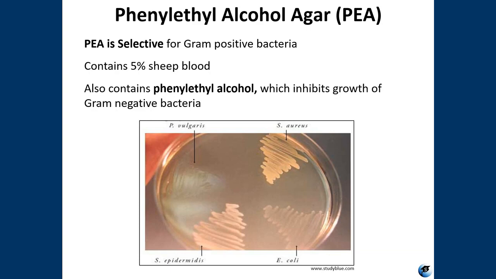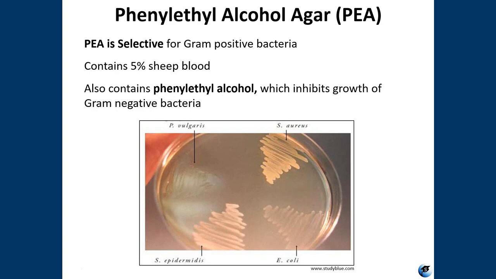Phenylethyl alcohol is the selective agent that inhibits gram-negative organisms by breaking down their membrane permeability barrier and inhibiting their DNA synthesis. So for this figure here, you've got Proteus vulgaris, Staph aureus, E. coli, and Staph epidermidis. You may be able to tell by looking, but in case you can't, Proteus vulgaris is a gram-negative bacterium. E. coli is a gram-negative bacteria as well, and you can see that he's actually growing on this media, but he's not growing in great abundance, right?